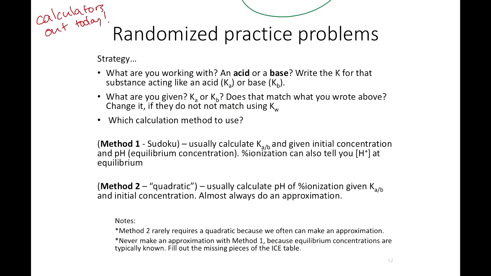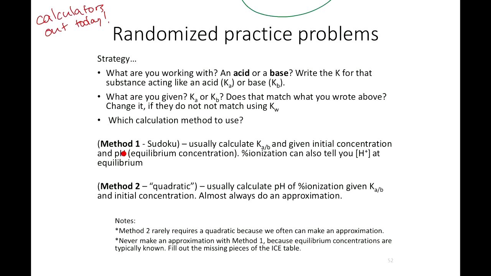Are we working with an acid or a base? What K expression is most appropriate to use? What is X when we calculate the ice table? Is it either H plus or is it hydroxide concentration? All these things matter, and we should be asking ourselves these questions. And then finally, is our calculated pH consistent with what we predict? So this is a calculators out kind of day. So go ahead and do that.